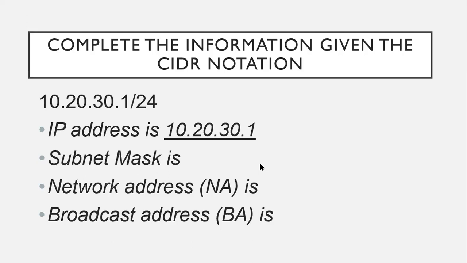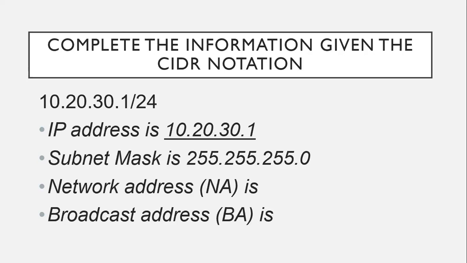Now let us use that CIDR notation to solve for the information that we have solved already earlier. So if you have 210.20.30.1/24, we know that the subnet mask is 255, since 24 is basically 3 bytes. 24 divided by 8 is 3 bytes. So that would be 255.255.255.0. So that is your subnet mask.